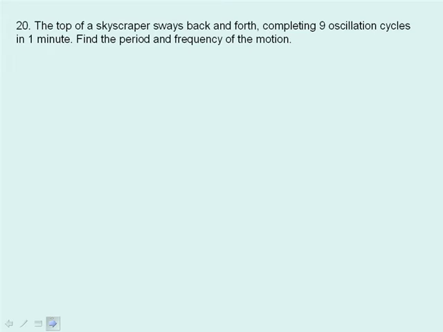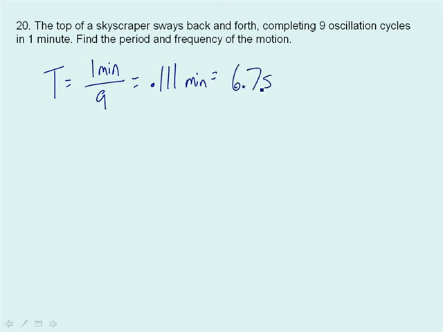The top of a skyscraper sways back and forth, completing 9 oscillation cycles in 1 minute. Find the period and frequency of the motion. Well, the period is just equal to the total time divided by 9. So 1 minute is for 9 oscillations. If we divide that by 9, we get 0.111 minutes. Then we convert that to seconds. It's 6.7 seconds. So it takes 6.7 seconds to oscillate back and forth. And then the frequency is 1 over the period, which is 0.15 hertz.